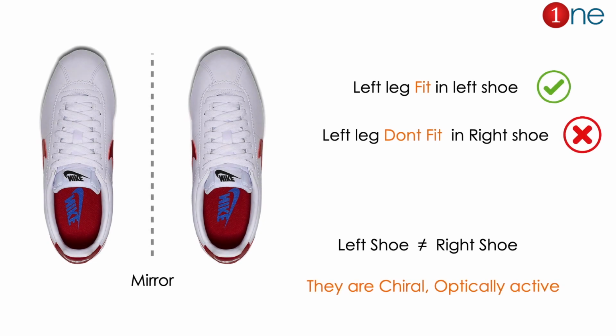Chirality can be easily understood by a shoe, the footwear, because the left shoe is the mirror image of the right shoe. You cannot wear a left shoe on the right leg or a right shoe on the left leg. So even though they are mirror images, they behave differently and differ in 3D orientation. That's called stereochemistry. So the left shoe is definitely not equal to the right shoe. This is called a chiral compound, which is optically active. It will rotate the light.